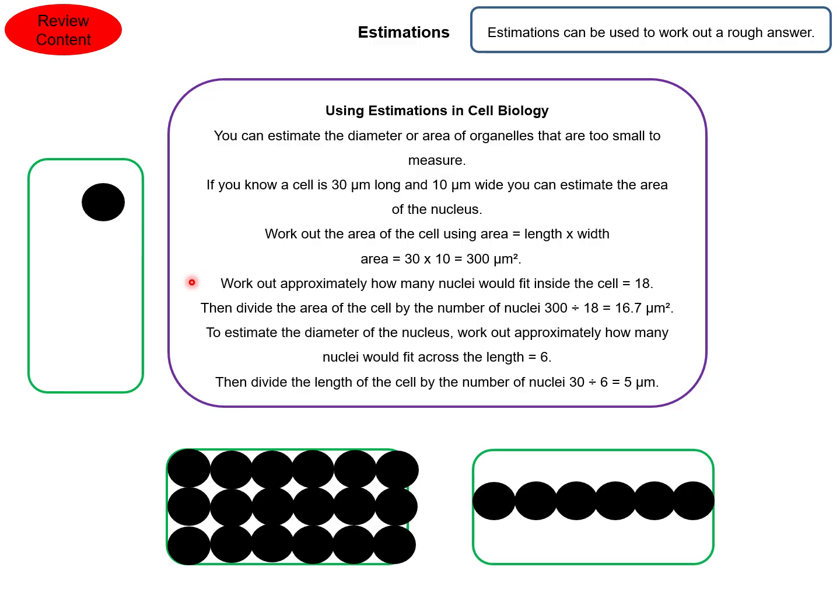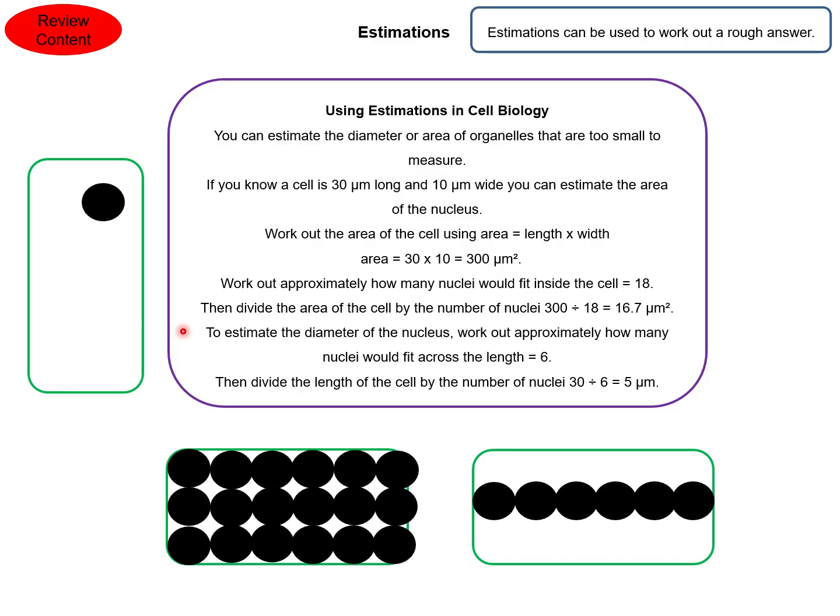Work out approximately how many nuclei would fit inside the cell. So I've got an approximation down here. So we thought that 6 could fit along lengthways, and then you could get 3 rows of those, so that takes us to about 18. So then divide the area of the cell by the number of nuclei. So 300 divided by 18 equals 16.7 micrometers squared.